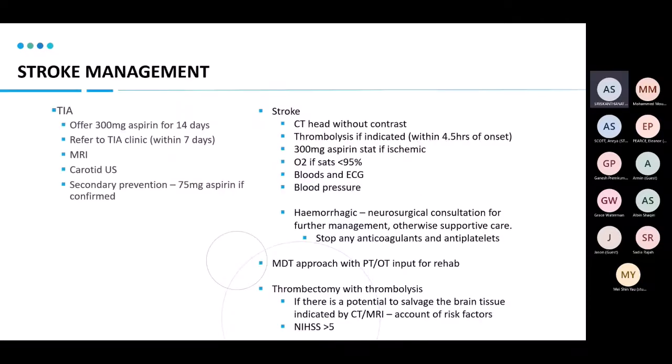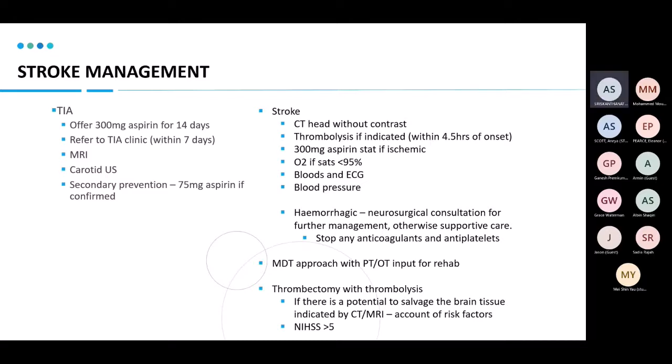And just quickly going through the management. So that CT scan is important to do without contrast, just to see if it's a bleed or not. And if it's confirmed ischemic stroke, then if they're within the 4.5 hour window of their onset, you can thrombolize them. Give them some aspirin just to help prevent them from clotting any further. Put them on oxygen if they've got low sats. Just do their bloods, do ECGs and everything, just to make sure there's nothing else going on.